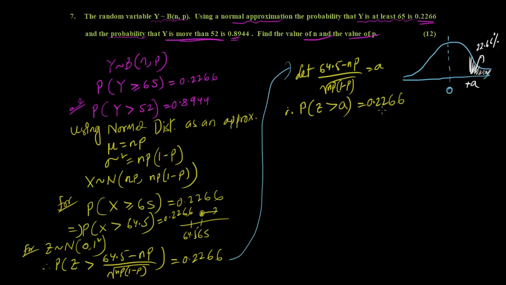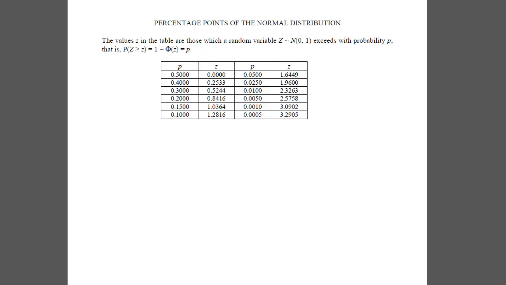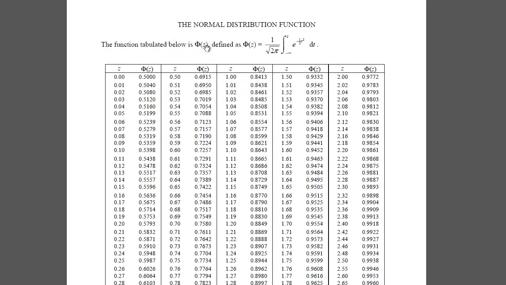So let's see whether we can find the probability 0.2266 in the percentage table. Now here, this is z is greater than. So this is a special table, a greater than table. The probability is at first, and on the second column we have the values of z. So 0.22 is nowhere over here. So let's move on to the regular cumulative table, and that is this one.